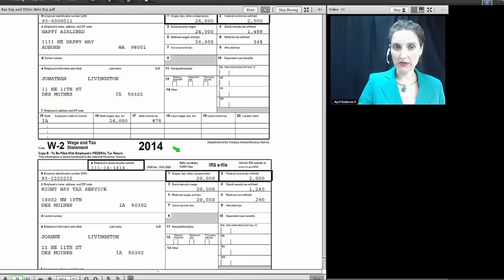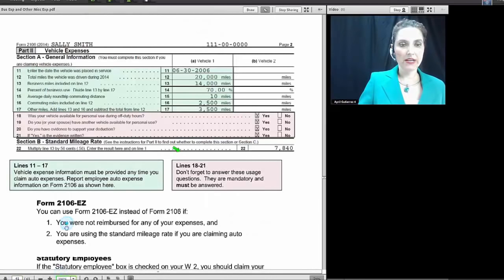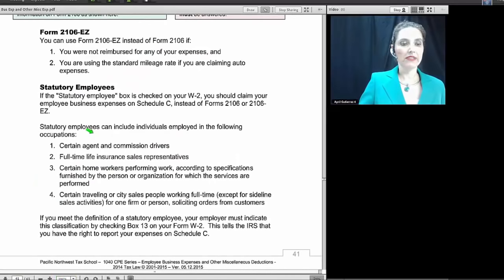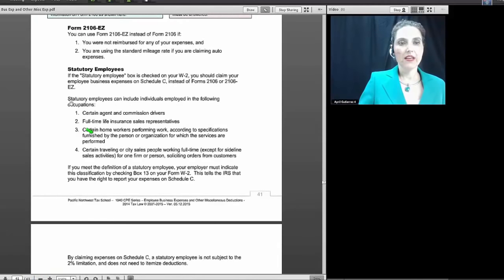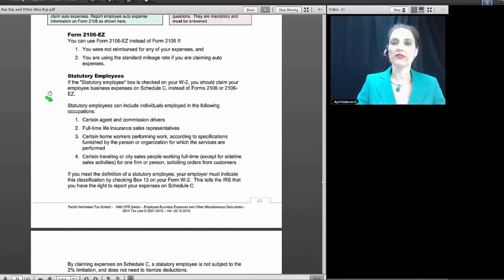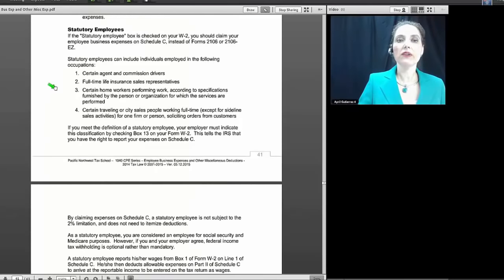So let's just bounce back to where I was on page 41 and learn a little bit about statutory employees. If the statutory employee box is checked on your W-2, then you should claim your employee business expenses on Schedule C rather than on Form 2106. A statutory employee can include an individual who is employed in one of the following occupations: certain agent and commission drivers, full-time life insurance sales representatives, certain home workers performing work according to specifications furnished by the person or organization for which the services are performed.